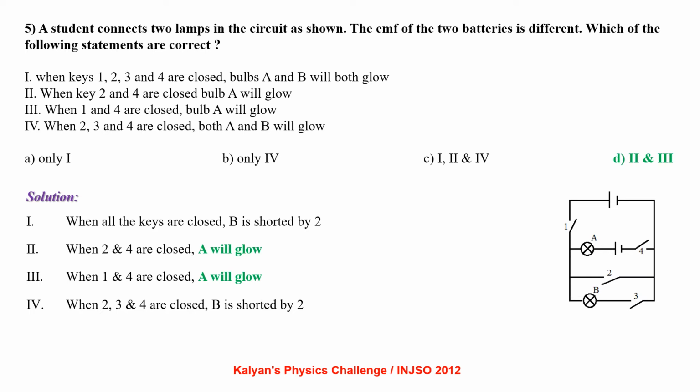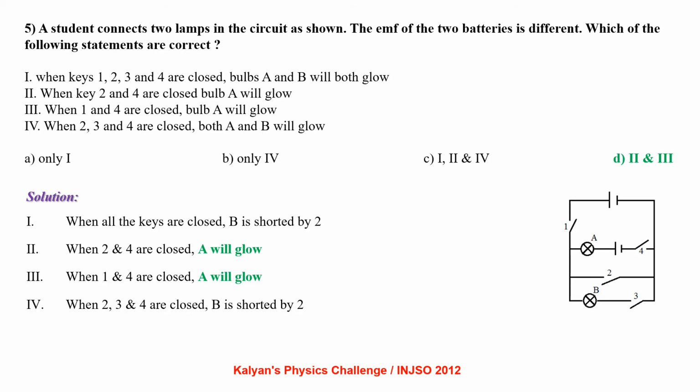See the circuit diagram carefully. When all the keys are closed, B is shorted by key 2. When 2 and 4 are closed, A will glow. When 1 and 4 are closed, A will glow. When 2, 3 and 4 are closed, B is shorted by 2. So the correct option is D.